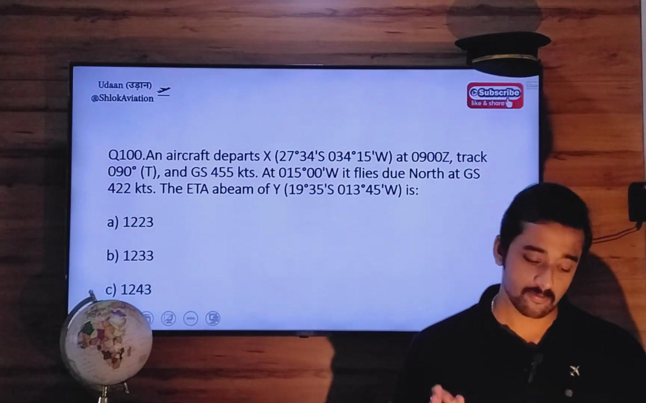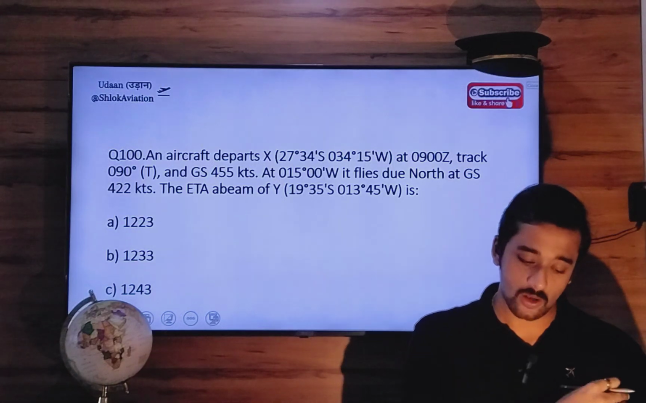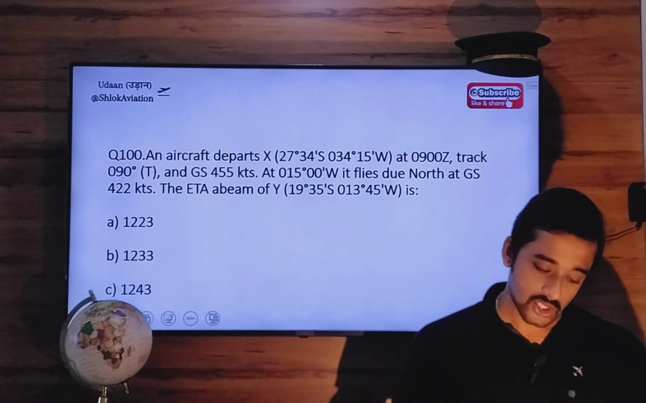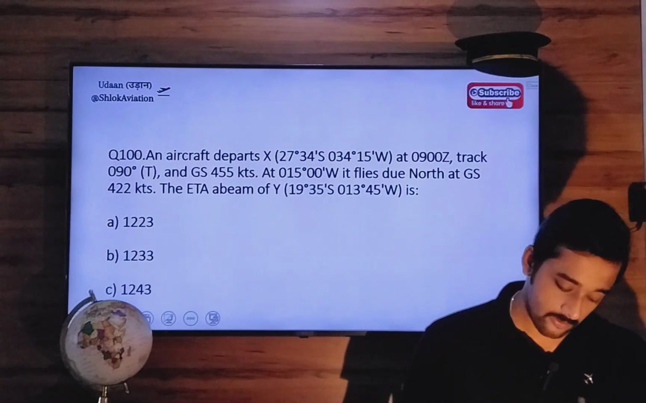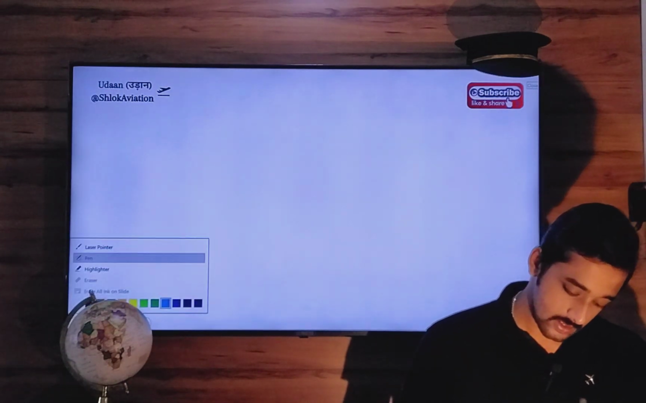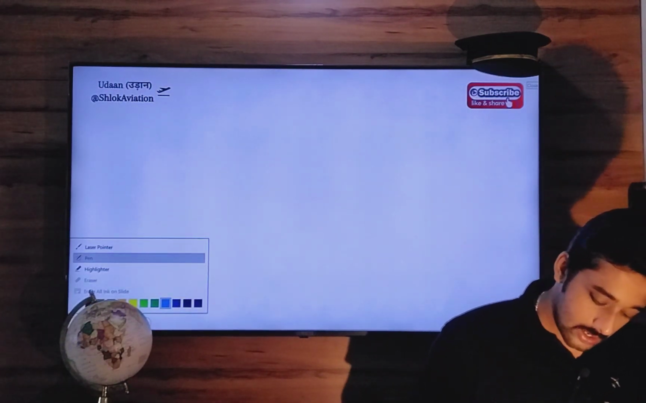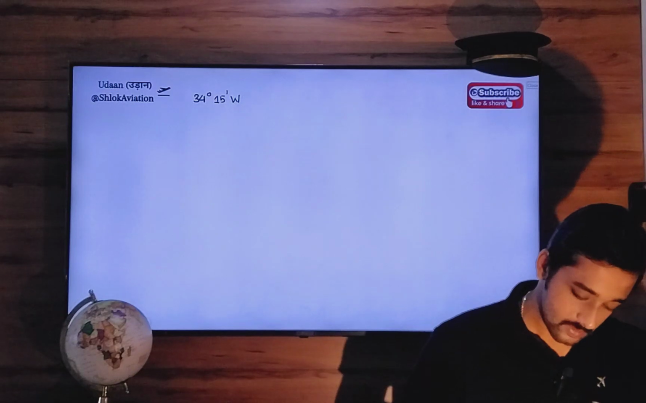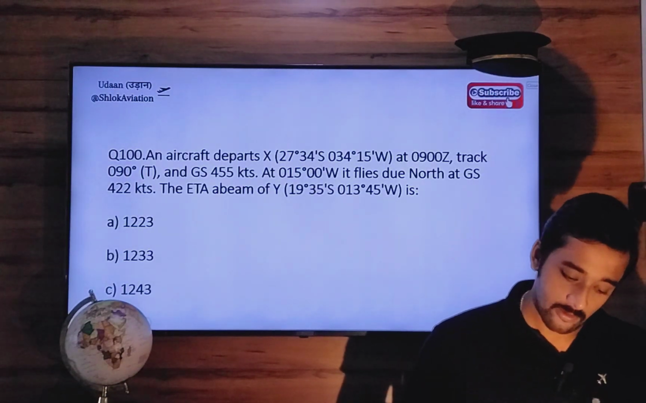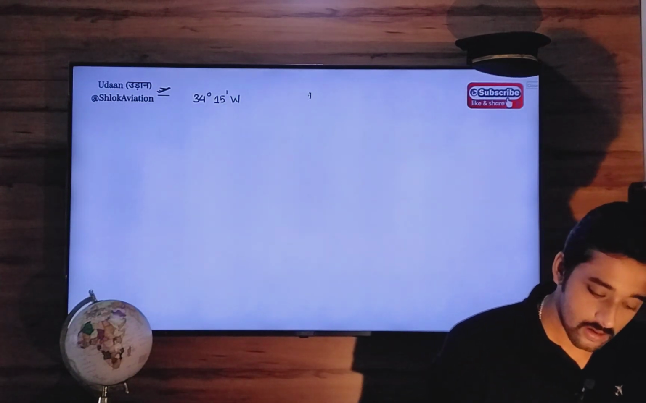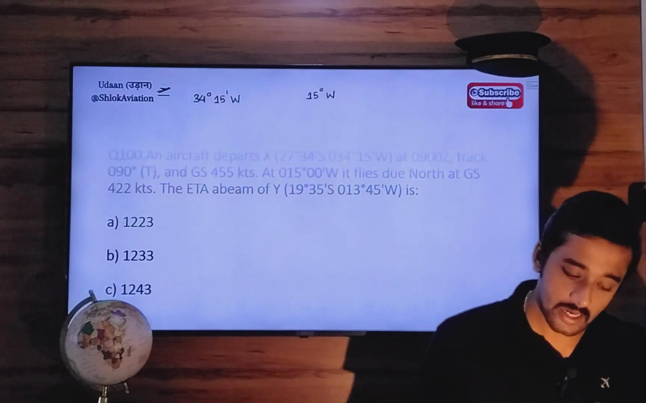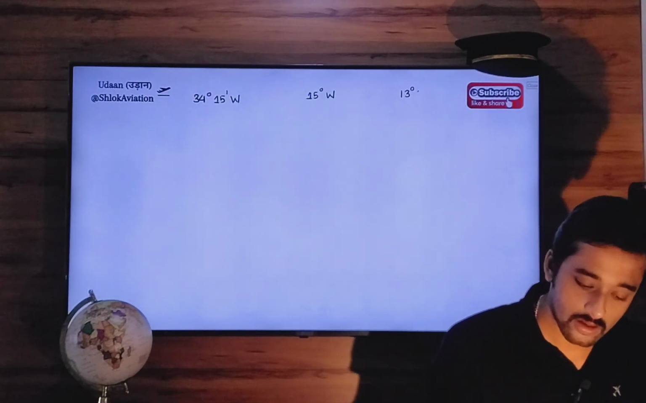A beam means parallel when you are parallel to a position Y, which is at 13 degrees 45 minutes west. So let's draw these three different longitudes: 34 degrees 15 minutes west, 15 degrees west, and 13 degrees 45 minutes west.